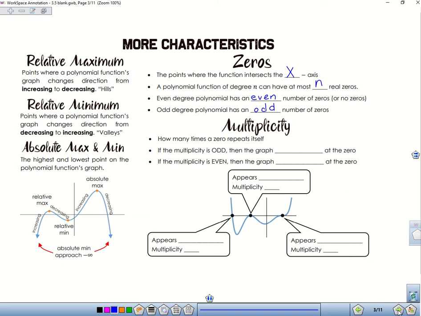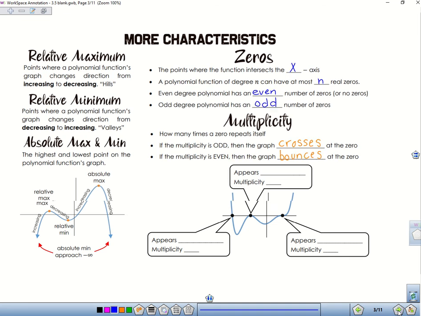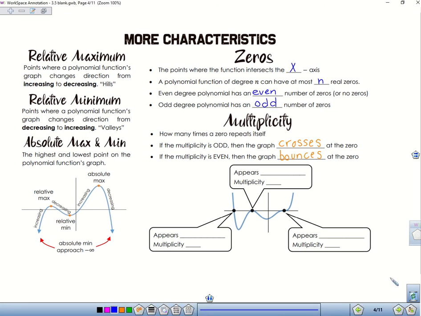So the next thing we'll talk about, which is new to you guys, is multiplicity. Multiplicity describes how many times a zero repeats itself. If the multiplicity is odd, then the graph crosses at the zero. And if the multiplicity is even, then the graph bounces at the zero. So I want to explain what I mean by multiplicity. I'll just draw, you don't have to draw this, an example of a polynomial function that's factored.